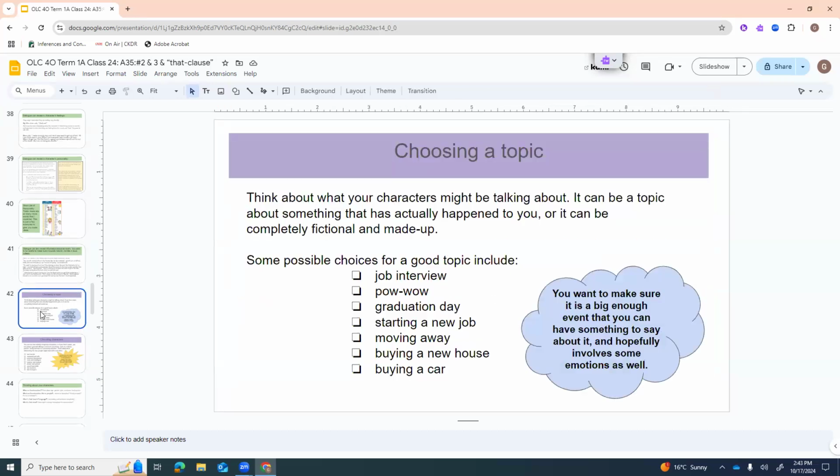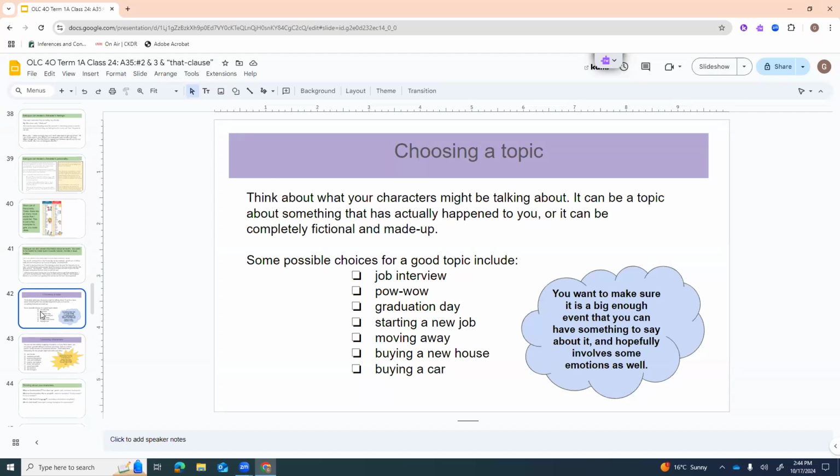Okay, so when you're getting started, you've got to choose a topic. Think about what your characters might be talking about. It can be a topic about something that's actually happened to you, or it can be completely fictional and made up. Remember how we were talking about both fiction and nonfiction can have a narrative storyline? So that's what we're doing. We're just doing our narrative through dialogue, okay?